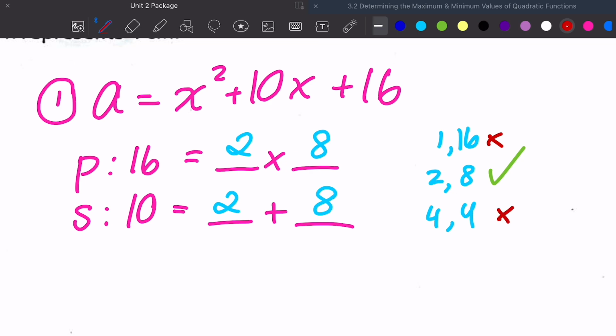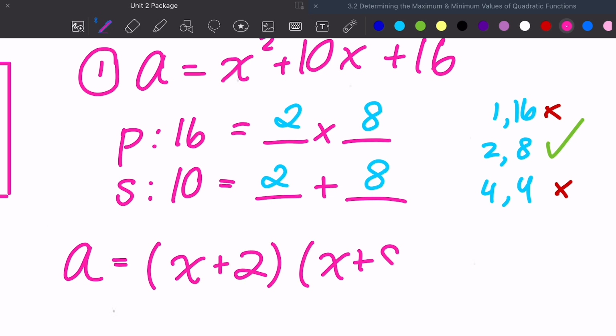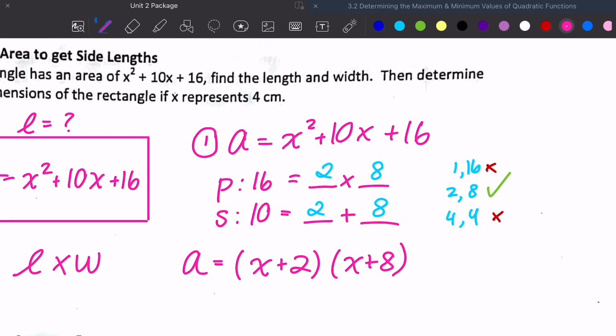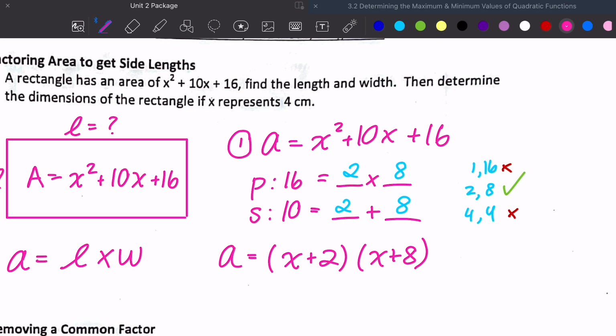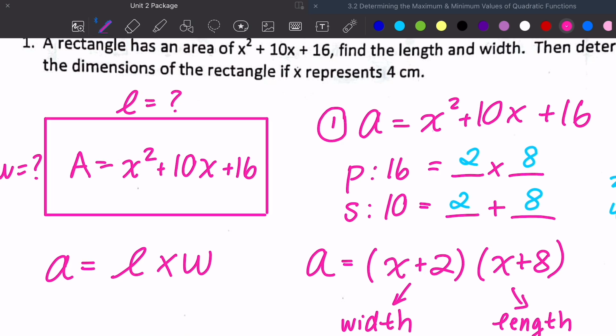So it's all just trial and error. Then with these numbers, I just pop them into brackets. So one bracket's going to be x plus 2 and the other x plus 8. Voila. That's it. The bigger one is going to be your length, because length we know is usually the larger of the side lengths. So this is our length, and this one's our width, the smaller one. So those two brackets represent our dimensions.